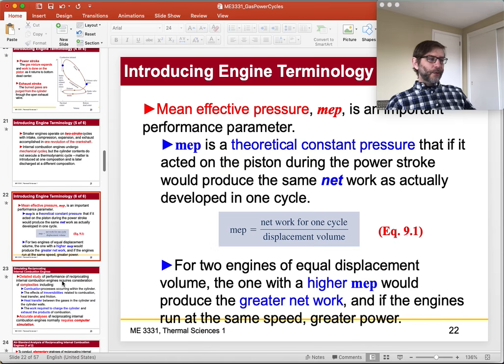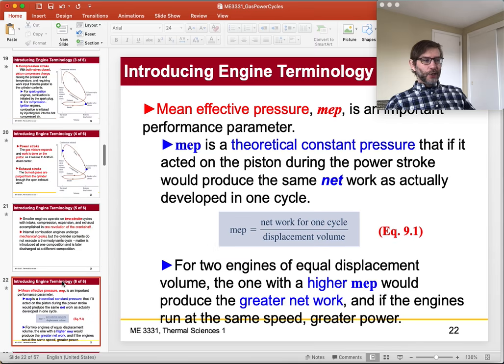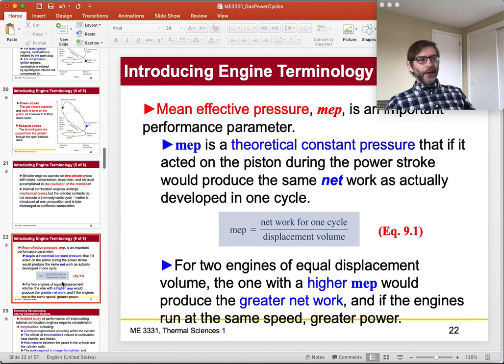Yeah, so first thing we have to talk about is what's called the mean effective pressure, and this is a new thing we're defining. MEP is the net work done from one cycle divided by the displacement volume. Now, the idea behind MEP is that it's essentially the equivalent to like the mean pressure you find in the cycle.